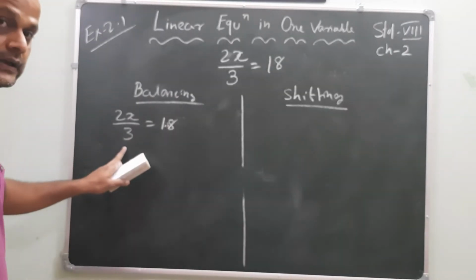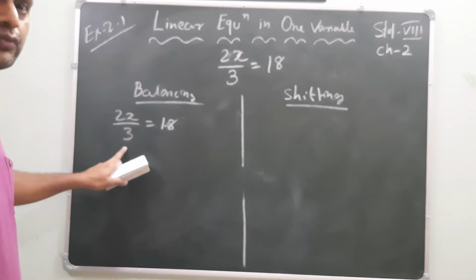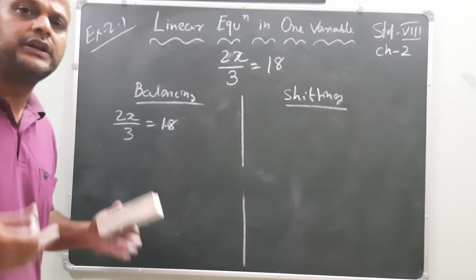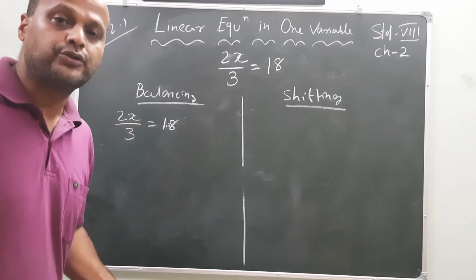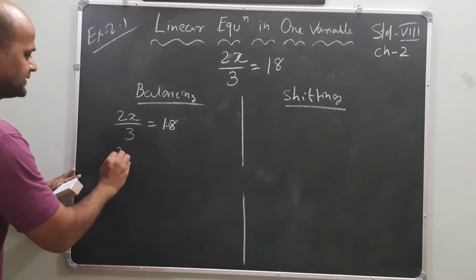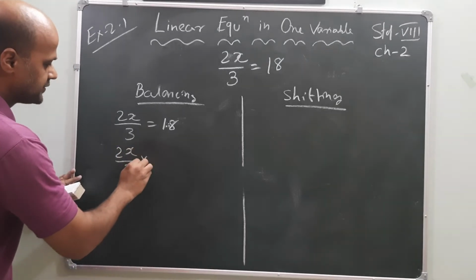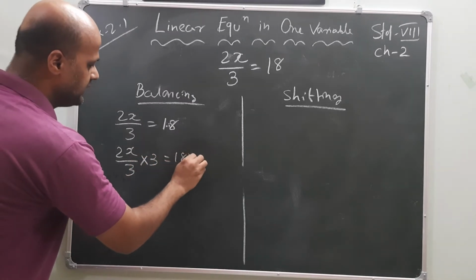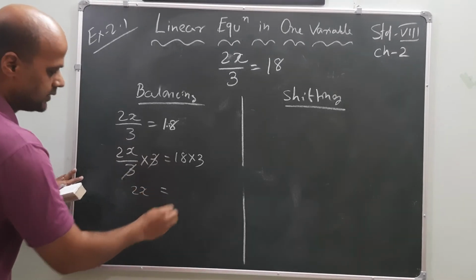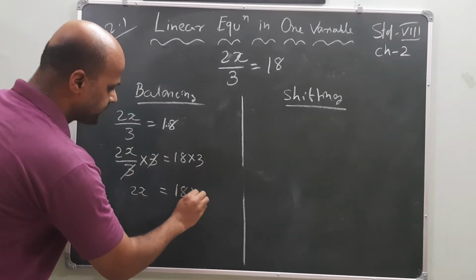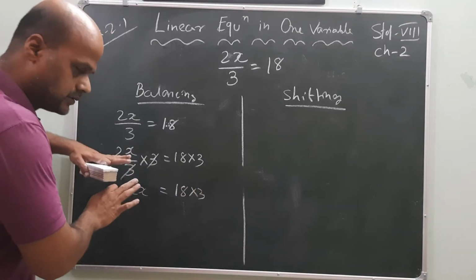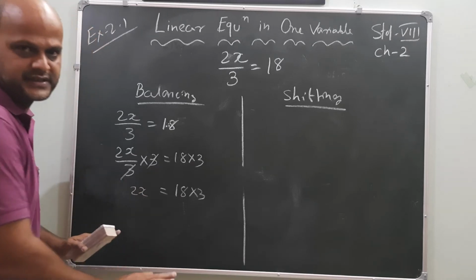To take out 3 here in the balancing process, what do I have to do? What is the relation of 3 with 2x? It is divided. To remove the division, I have to multiply it. What? 3 into 3, and here also you have to multiply by 3. Now 3 is cancelled, 2x is there. To take out 3, you can also multiply, but for better understanding I am doing it step by step.